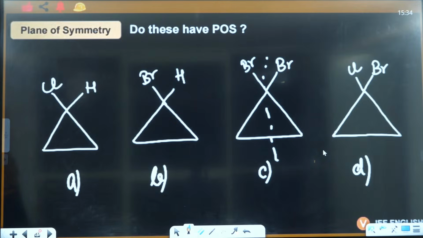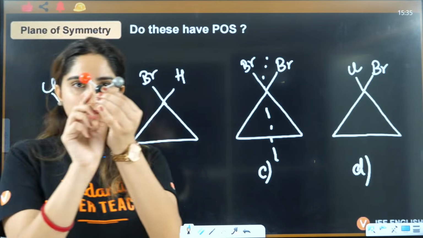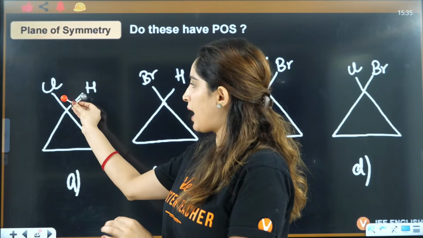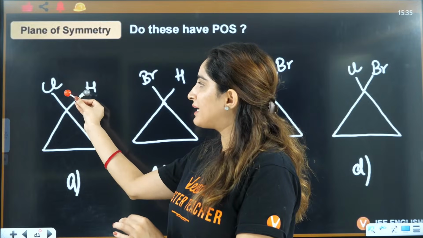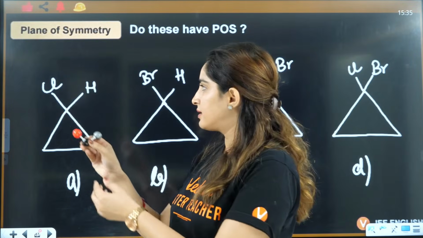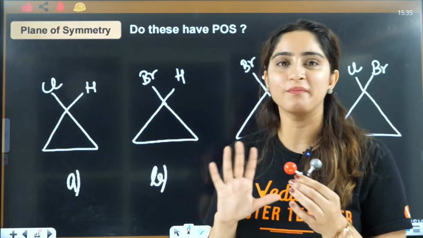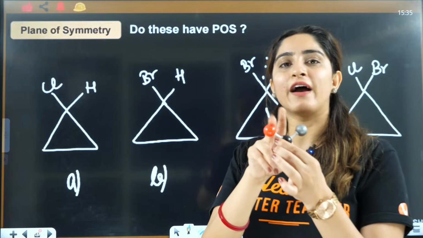On one atom only, you have two things, right? Let's say this is a triangle, and here you have these two atoms, okay? Tell me, can you pass a plane of symmetry here? If you pass a plane of symmetry like this, then it is not a plane of symmetry, right? Because it is not divided into equal halves.